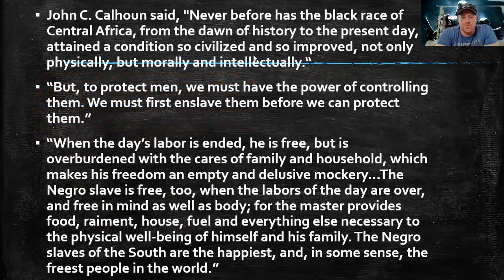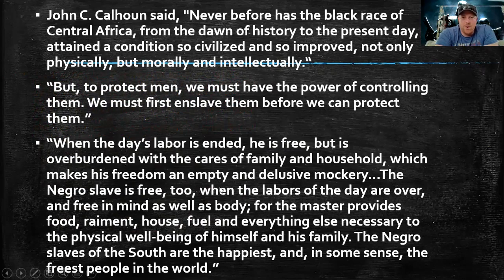Now, here's a couple quotes, and I'm going to take you back to John C. Calhoun, who was Andrew Jackson's vice president. And it's kind of sad that this has actually happened. He said, "Never before has the black race of Central Africa, from the beginning of history to today, attained a condition so civilized and improved, not only physically, but morally and intellectually." He's calling slavery a condition that's civilized, morally and intellectually, being a slave.